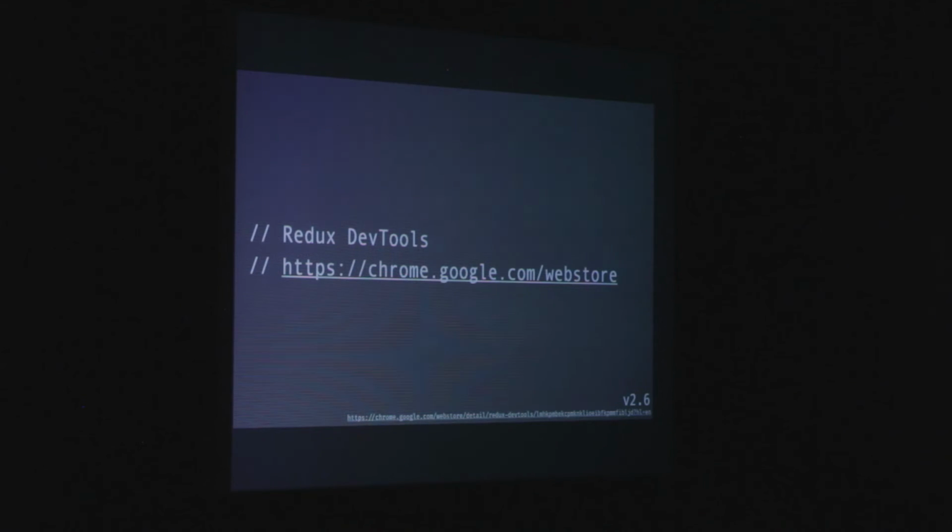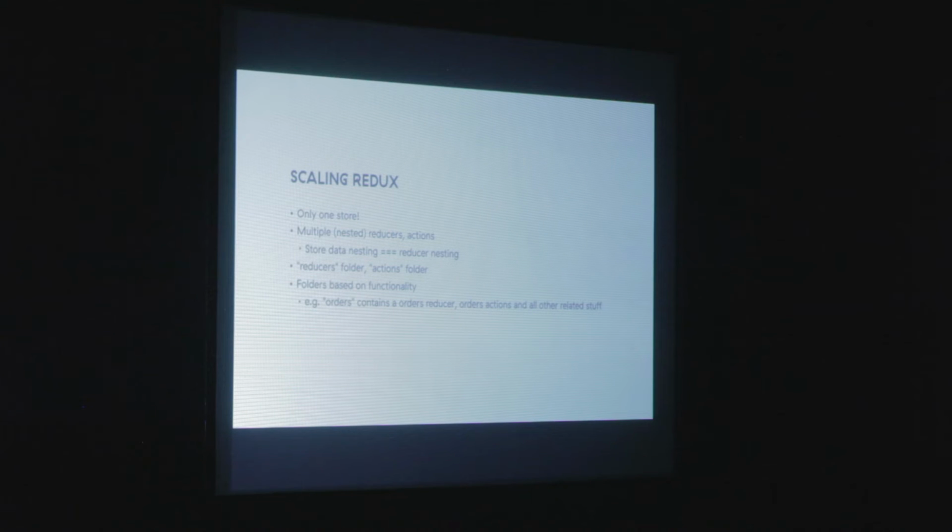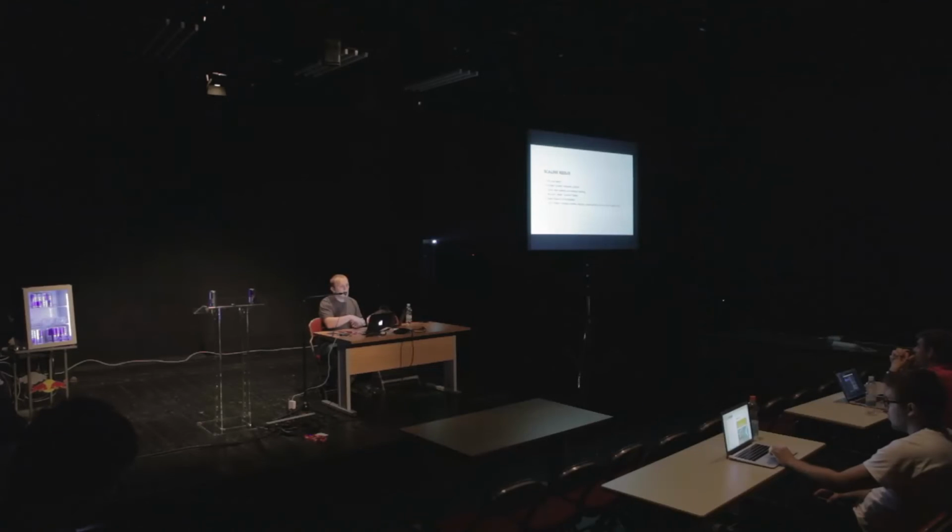So just to wrap up the Redux part, when you want to scale Redux, you still need to keep one store, but you can have multiple reducers. The important thing to note here is that as you use more reducers, you need to nest them, and your data will also be nested in the same way. So if you have your state, which contains a talks reducer, your state will also have a talks property which will contain the state which is controlled by this reducer.